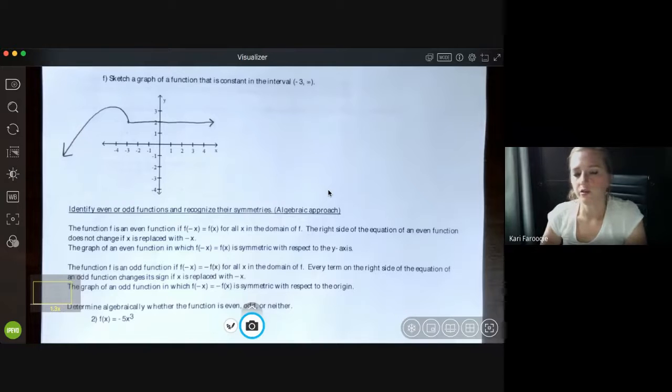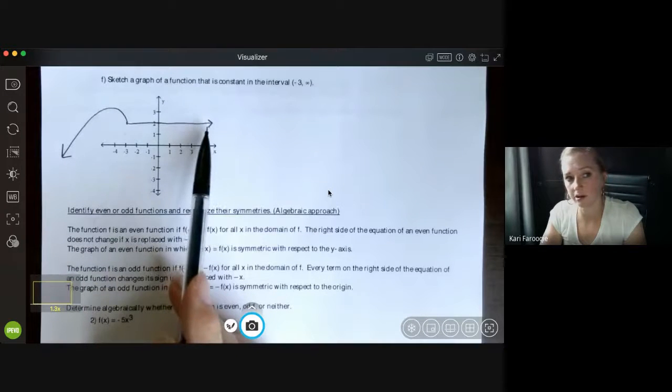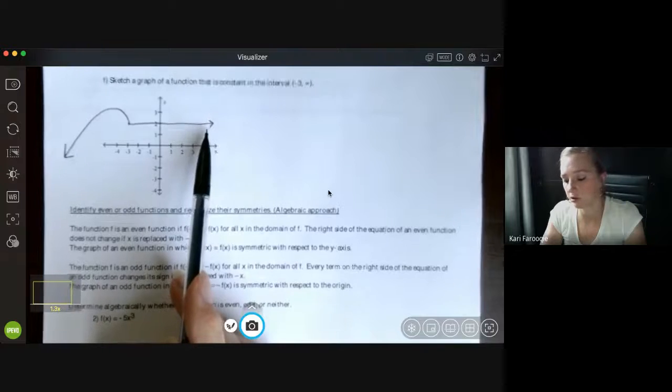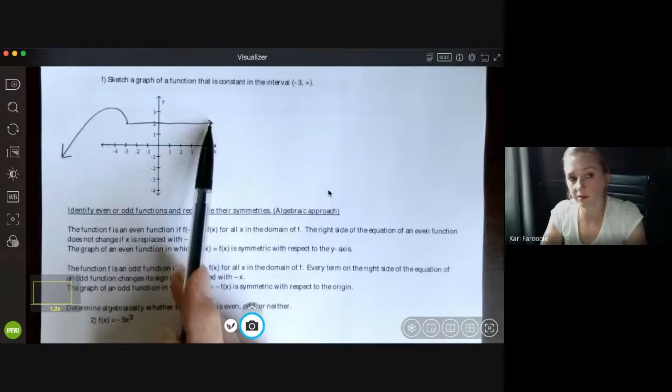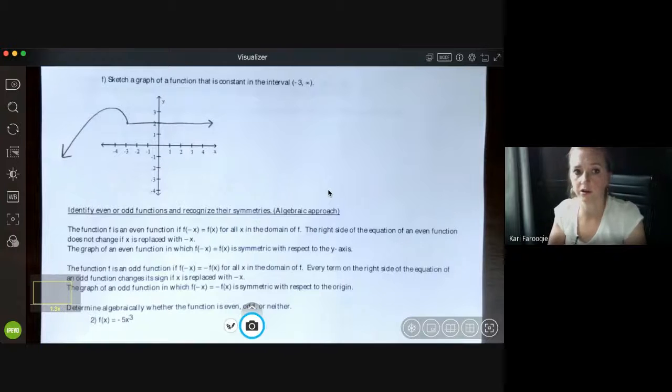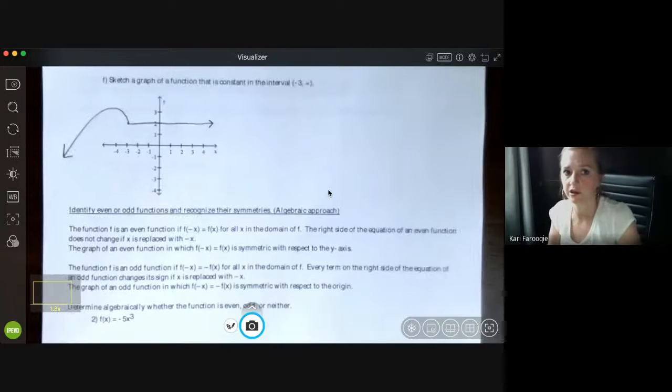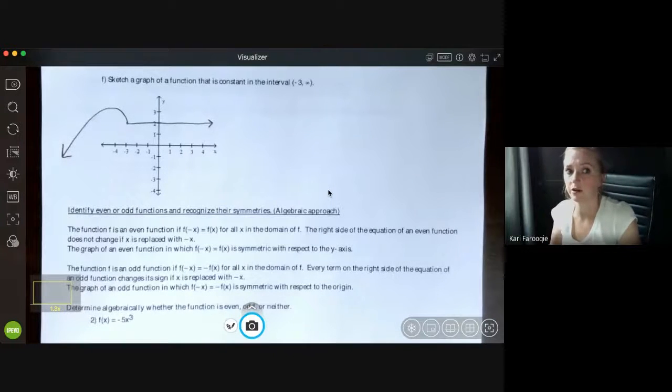Any questions about this? I also want to note that I put the arrow on here indicating that this direction continues. So if you put like a dot here, that does not indicate that the graph is constant all the way off to infinity. So make sure you include that arrow so that it's very clear that your graph continues to head off in that direction at that constant value.